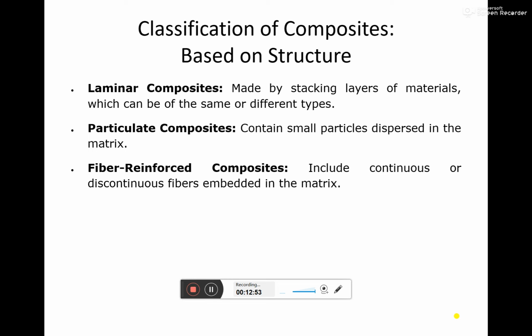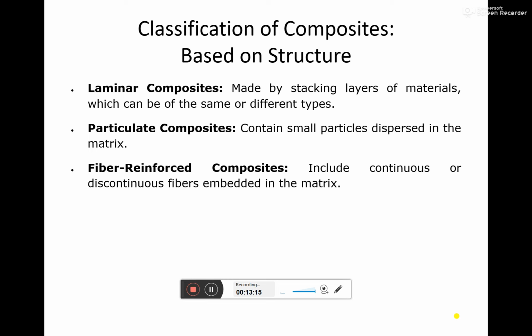Such composite materials come under the laminar composites, and another one is the particulate composites. So here we are going to use small particles. These particles are distributed into the matrix material. Then they are known as particulate composites.